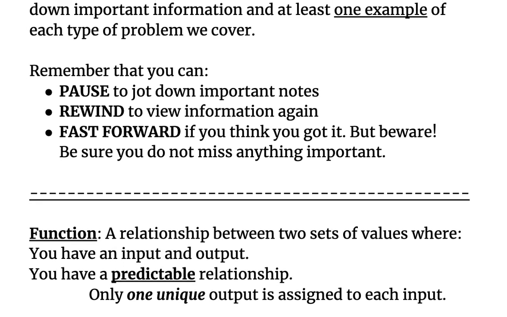So first of all, we need to find out what a function even is. A function is a relationship between two sets of variables. And certain things have to happen in order to make it a function. You have to have an input and an output, and you have to have what's called a predictable relationship. That's when only one unique output is assigned to each input. If you haven't done so yet, pause the video and make sure that this important information is written down.